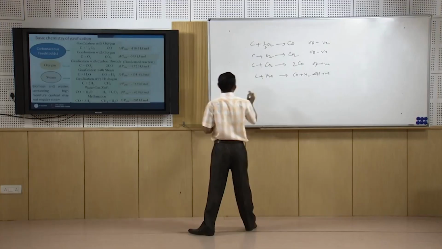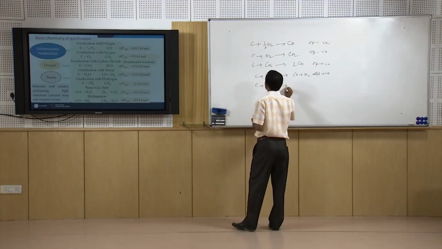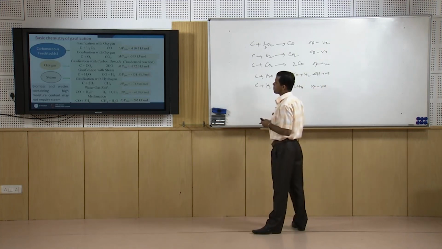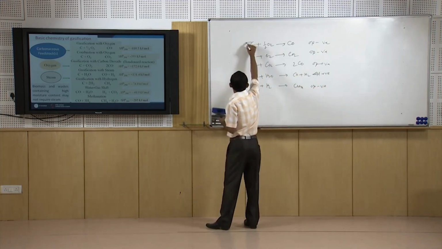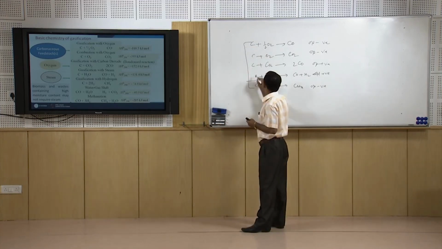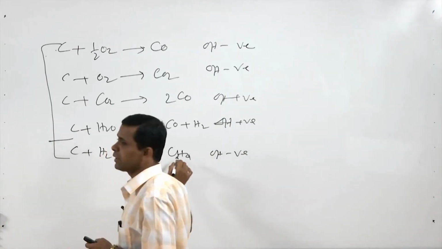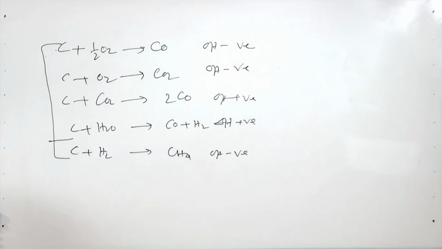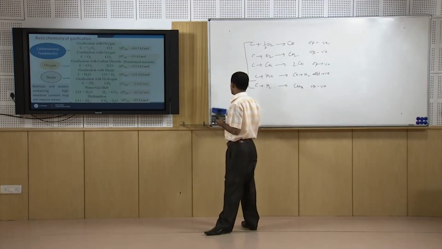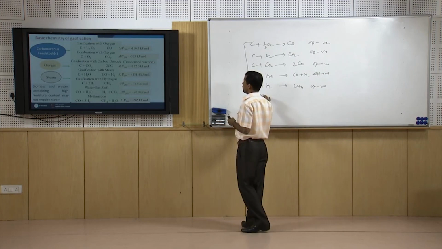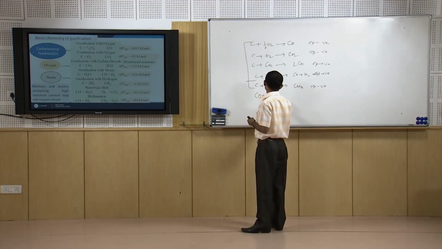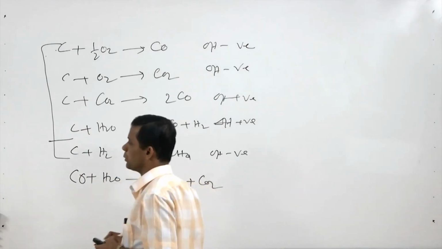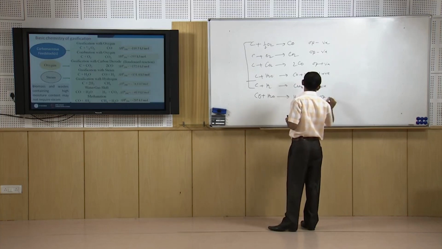Now gasification with hydrogen, C plus H2, gives us CH4, and del H is negative. These are the 5 basic reactions, basically 4 basic reactions. Methane formation also takes place as a side reaction, and two other reactions, methanation and the water gas shift reaction, take place in the gasifier. CO plus H2O reacts and converts to H2 and CO2, and del H is negative.